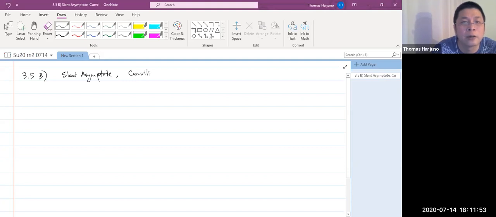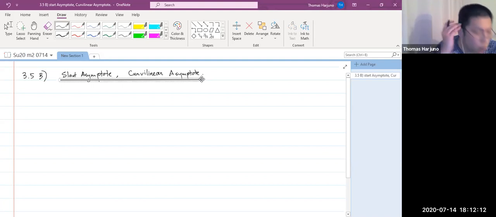asymptote. It helps us with the far-end behavior. Okay, but you will see that the concepts that we do in slant asymptote are very similar to the ones in the curvilinear case. Let's say, for example, I work on number 38.